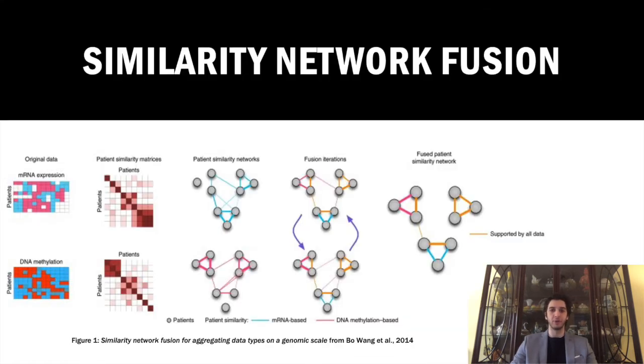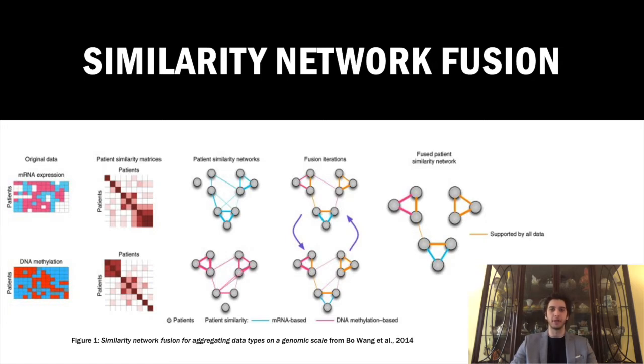So, what did we do with this gene expression and methylation data? We combined them together, and we did this using the technique of similarity network fusion. You can learn more about this in the reference at the bottom of the slide, but briefly, it works by converting the original data matrices to similarity matrices of individual patients, which are subsequently used to create similarity networks.